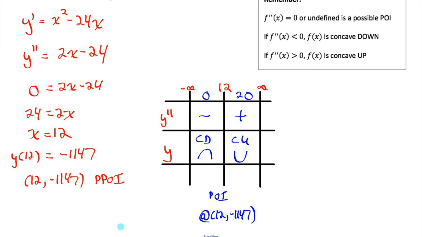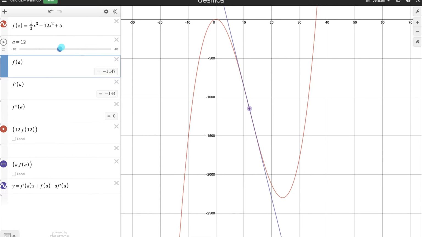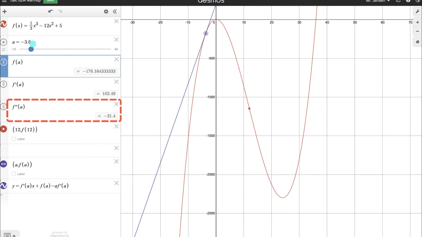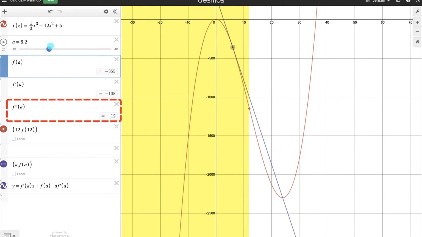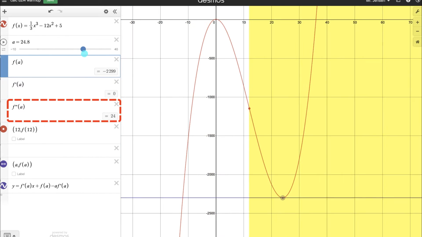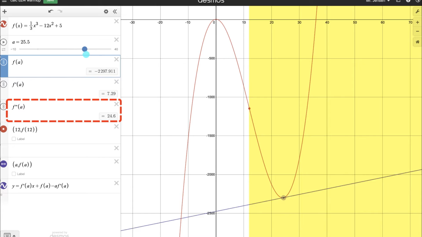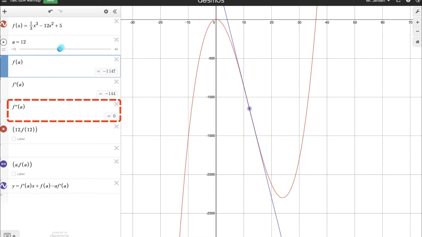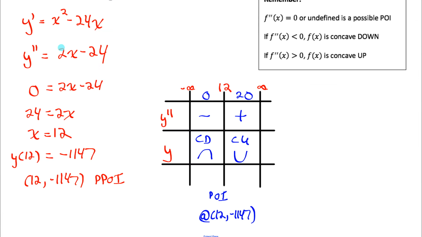And let me just show you this in Desmos. Pay attention to the value of the second derivative in the interval before an x value of 12. Notice how it's always negative in that interval. And then after an x value of 12, notice how the second derivative is always positive in that interval. And at the x value of 12, notice the second derivative was 0. So we just did all of that algebraically, and that made us conclude that there's a point of inflection at that point 12, negative 1147.